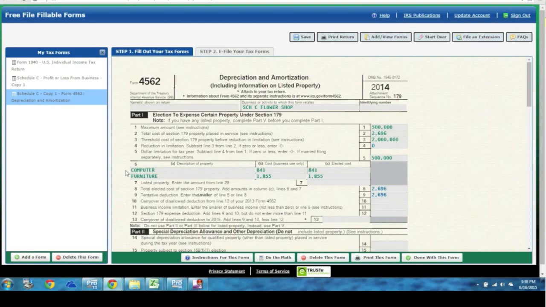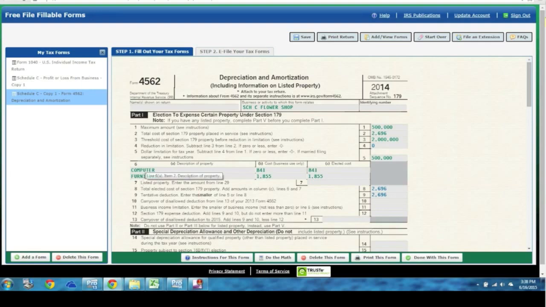A computer is 5-year property, so that would be depreciated over 5 years. Furniture is 7-year property, so that would be depreciated over 7 years. As an example, commercial real estate is 39 years. Residential real estate is 27.5 years. Those cannot be written off completely. You cannot use Section 179 on real estate.